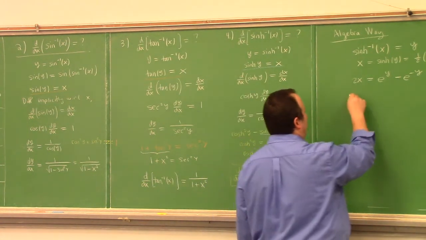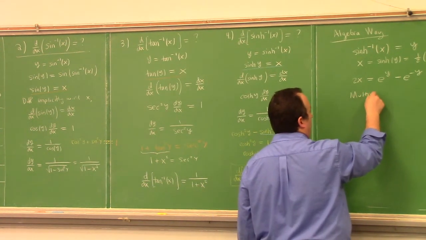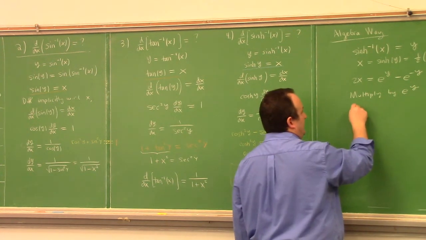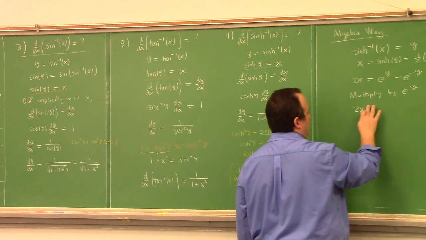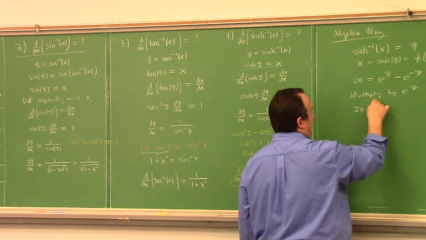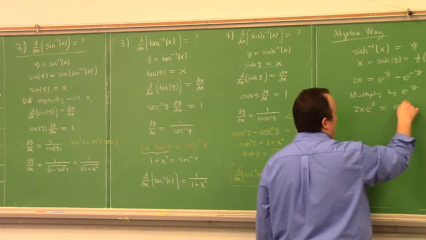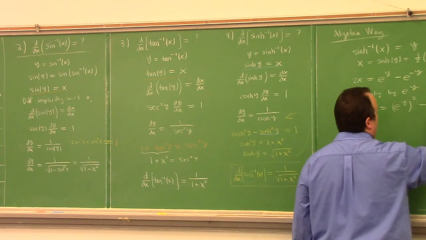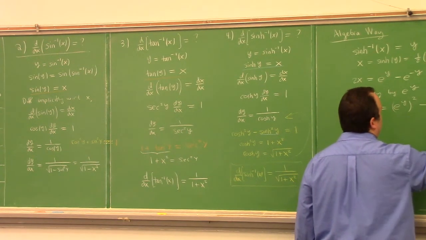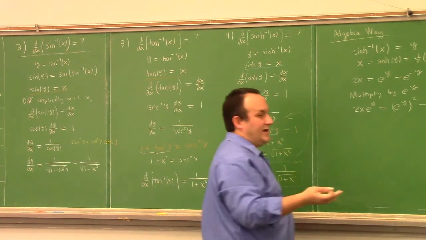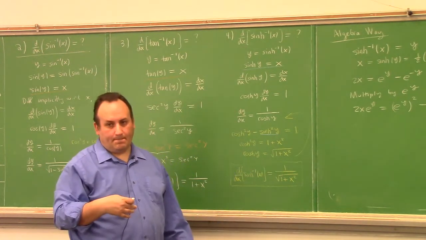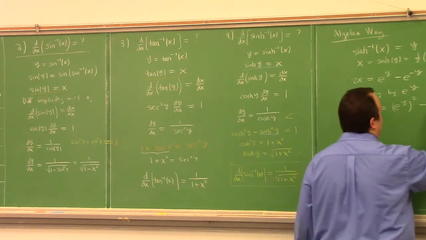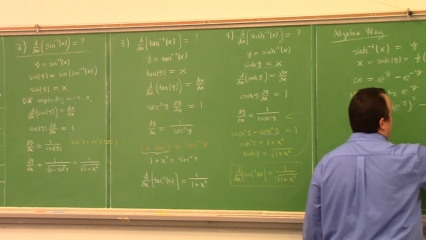Then I multiply by e to the y. This gives me, excuse me, 2x e to the y equals e to the y squared minus e to the y times e to the minus y. Well, what's e to the y times e to the minus y? I'll write it out. e to the minus y times e to the y. What's that term?